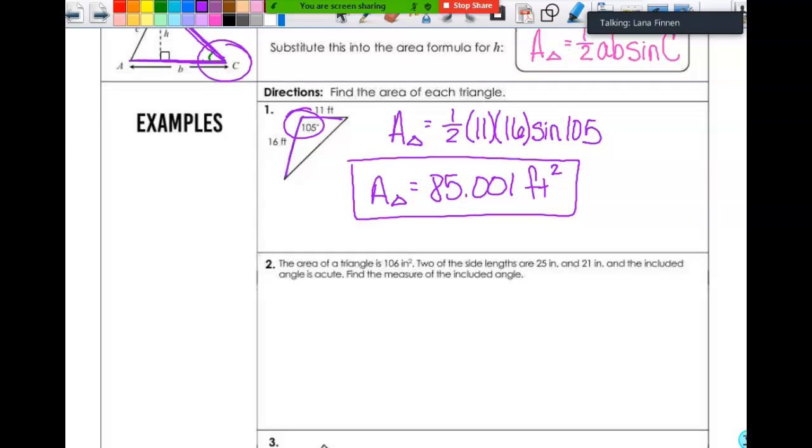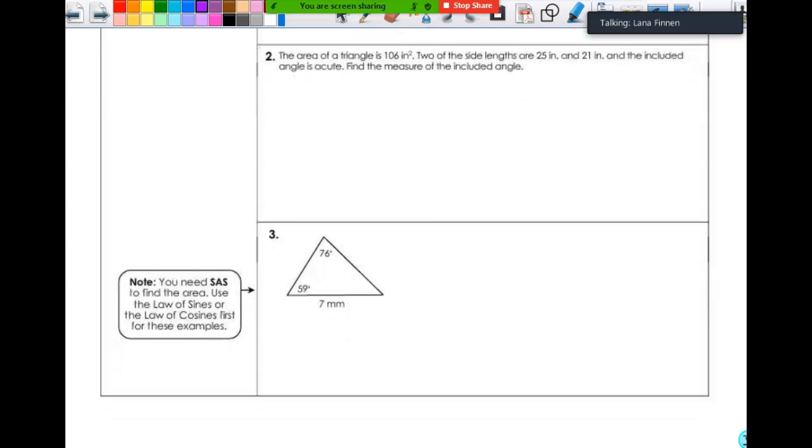All right, let's look at number 2. It says the area of a triangle is 106 inches squared. 2 of the side lengths are 25 and 21, and the included angle is acute. Find the measure of the included angle. All right, so I'm going to draw my little picture, and anytime I have an area of a picture, it's not like this is the rule or anything, but I put it on the inside just so that I know it's not a side length or whatever, but it's the area of that thing. 2 of the side lengths are 25 and 21, and I'm looking for the included angle. I'll call it theta.